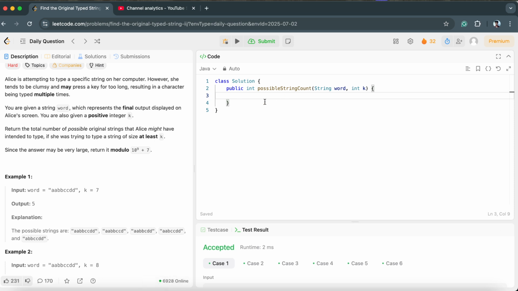So the first thing that we will do is get the length: int n equals word dot length.